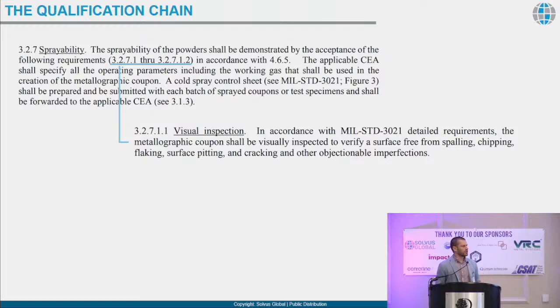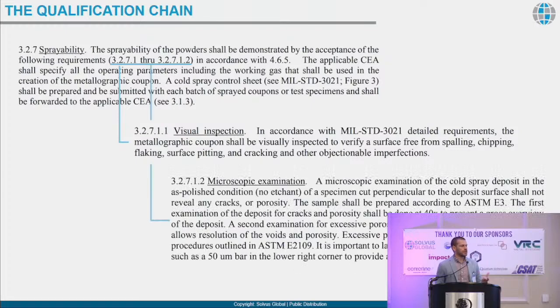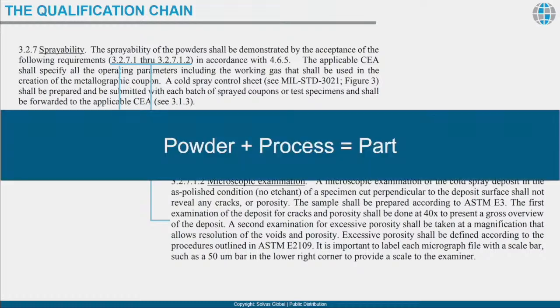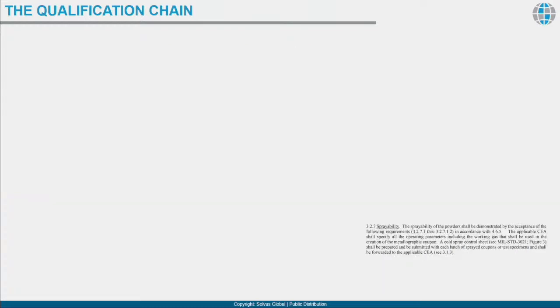So the first thing you do is you look at the deposit. You make sure that there's no flakes. You make sure that there's no big holes or dinghies on the top of the material. And then you go and you section it, right? You cross-section, you look at the microstructure, you look for porosity, you look for some sort of contaminant. And at the end of it, you say, okay, great, I had a sprayable material because it's fully dense, all the powders were consolidated, there's no foreign contaminants, okay, that's sprayable. But again, it was not just the powder, it was the powder and the process in combination that defined sprayability.